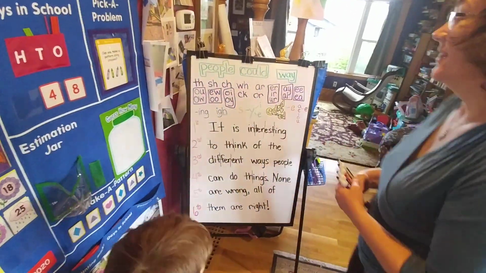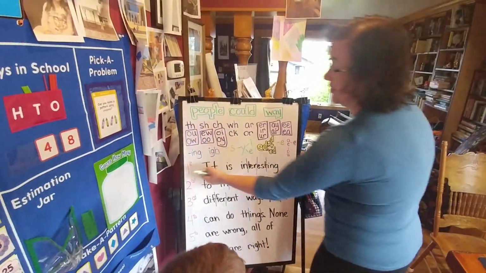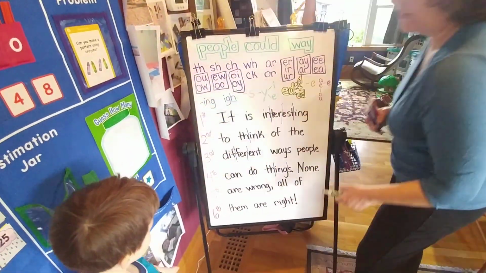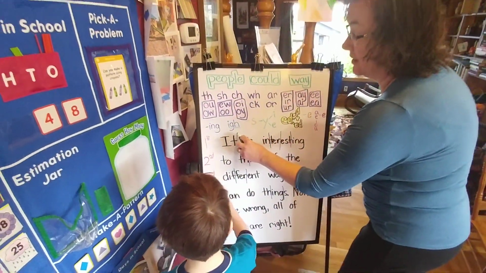All right. Let's go ahead and see what we see. Let's go to the first line. Look, here's our clues. First, second, third, fourth, fifth, sixth line. We have six lines here. We have a lot going on in this message.